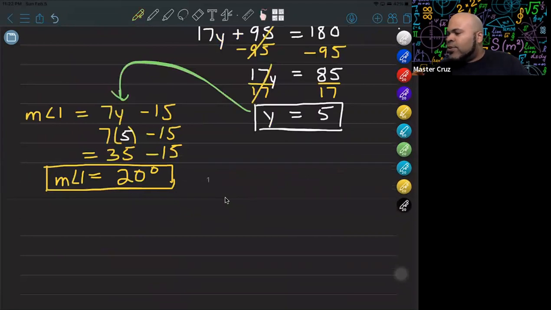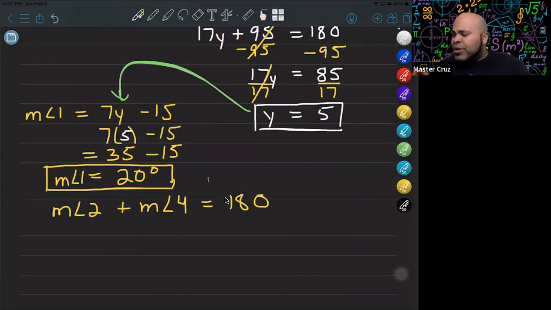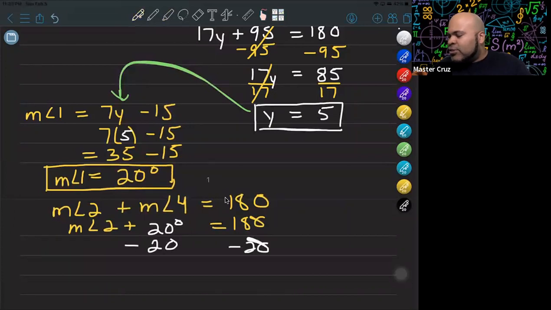So if I use that, I said that the measurement of angle 2 plus the measurement of angle 4 equals 180 degrees, and we know that the measurement of angle 4 now is 20 degrees, then we could easily solve for the measurement of angle 2, because this equals 180, there's a plus sign here, and all I have to do really is subtract 20 from both sides. If I subtract 20 from both sides, 20 minus 20 is 0. I'm going to get that the measurement of angle 2 equals 160 degrees.